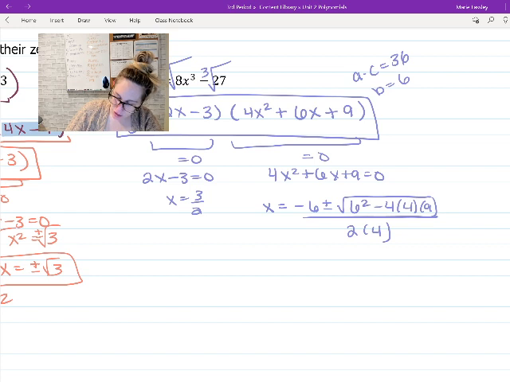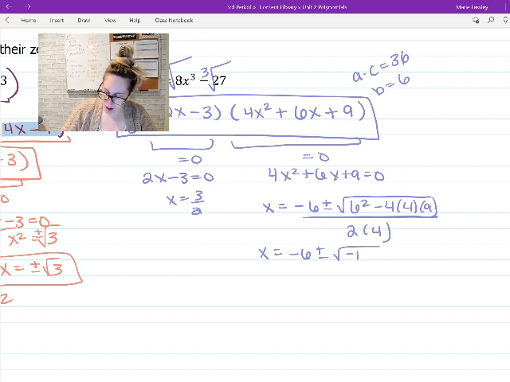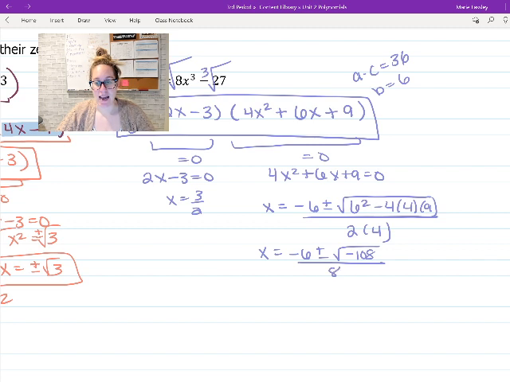Now we just get to go through and simplify. So that's -6 plus or minus, and I'm going to use my calculator because I don't even want to try and do that by hand. So -6, 6 squared minus 4 times 4 times 9, and so on. The square root of -108, perfect, all over 2 times 4, which is 8. Now, yes, you must simplify.